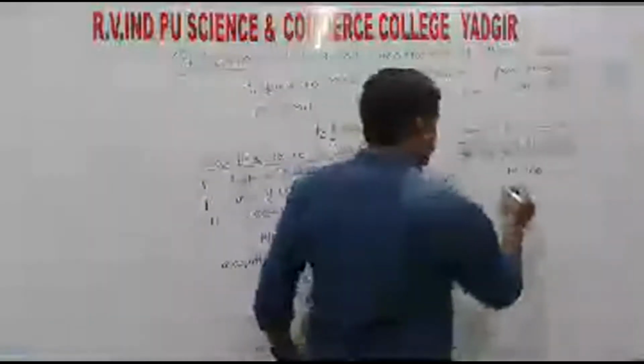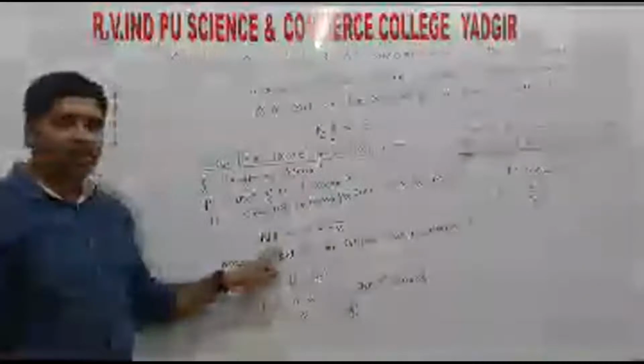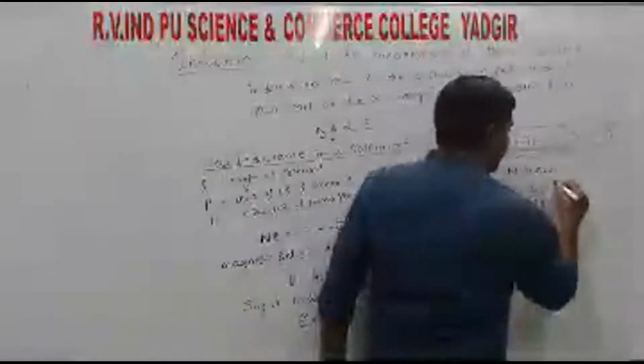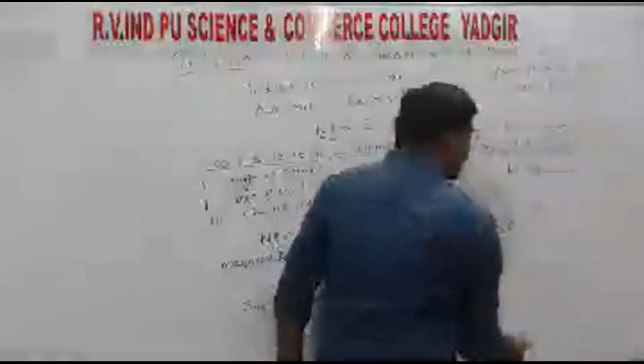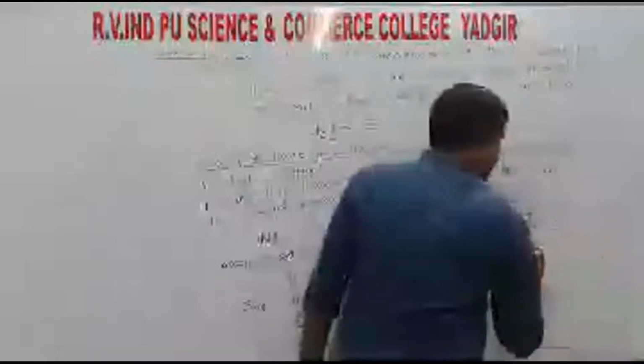So from this, we can write E is equals to minus d by dt of N phi. From the first relation, N phi is L into I, right? So d by dt of L into I. Where L is a constant, so we can take it outside. So induced EMF E is equals to minus L di by dt, right? So this is the EMF which is induced in the solenoid, right?